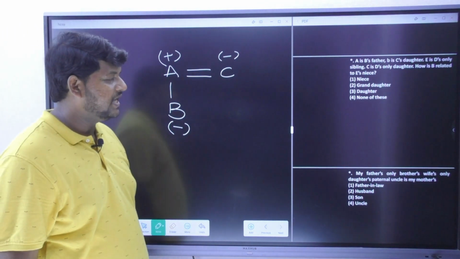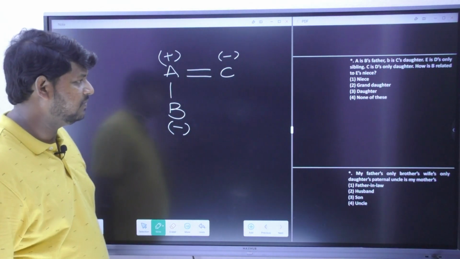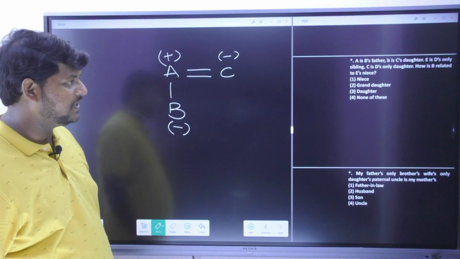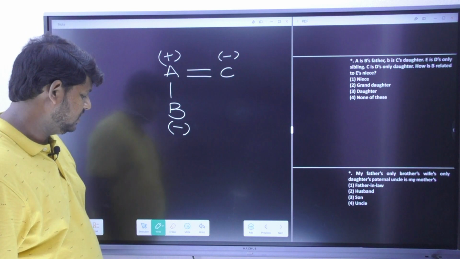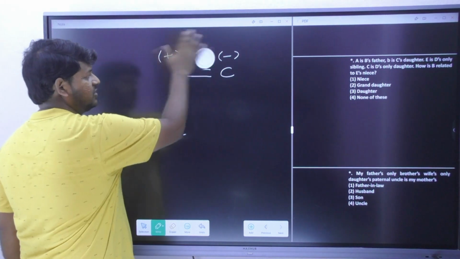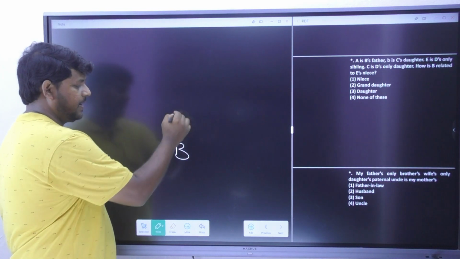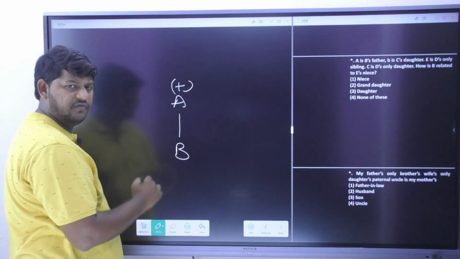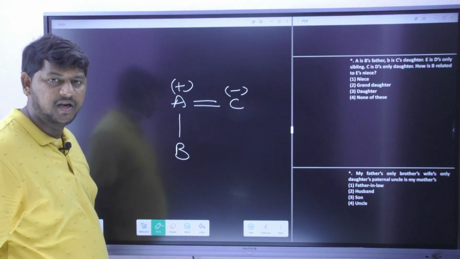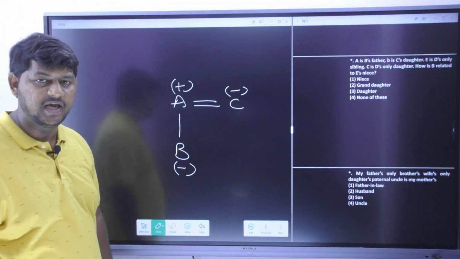Because daughter. E is D's only sibling. Okay, I do not know where to place that information. C is D's only daughter. It is mentioning C became the only daughter of D. So let me give you the clarity about this question. I'll just rewrite this question. A became the father of B. And now A and C got married to each other, so C is a female. C got a daughter and the daughter is B. So I can confirm the gender of B as female.